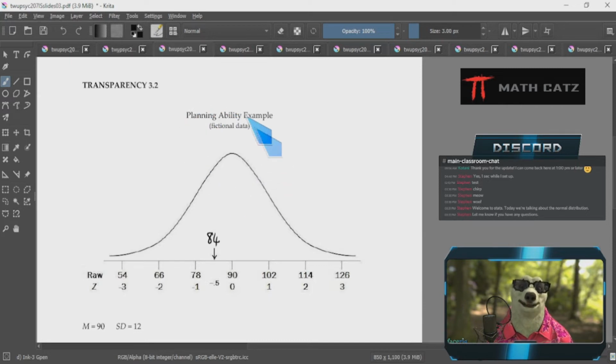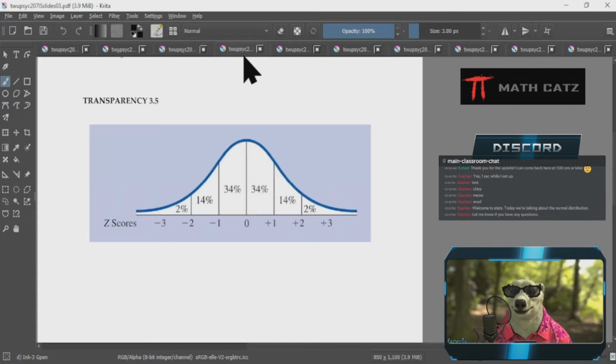I can map it onto my planning ability example, but I only need this one because it's standardized to just count standard deviation steps. It's just much more convenient that I can have one piece of information that can apply to many different examples, different means, different standard deviations. So people have gone to analyze this bell curve, this normal distribution, and roughly 34% sit in the first standard deviation gap above the mean and below.